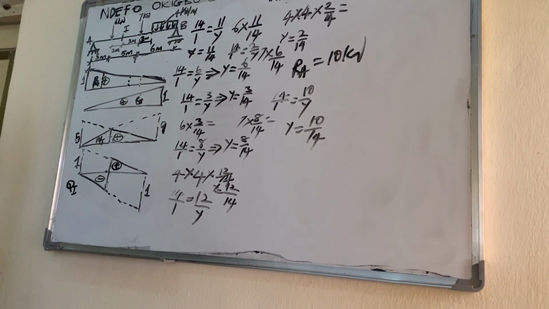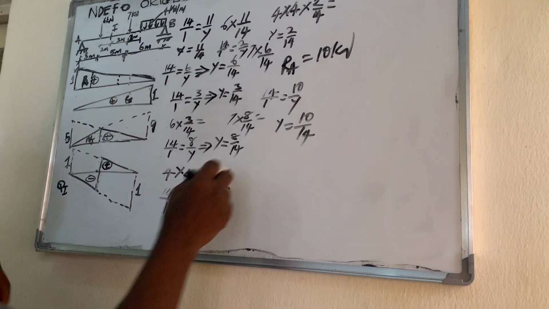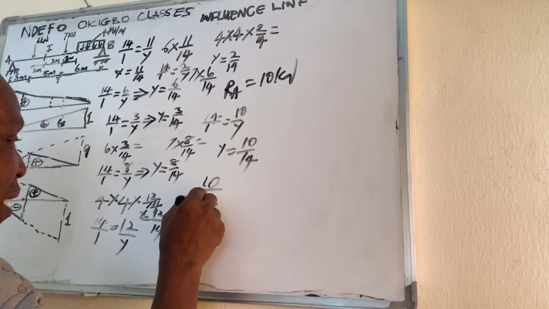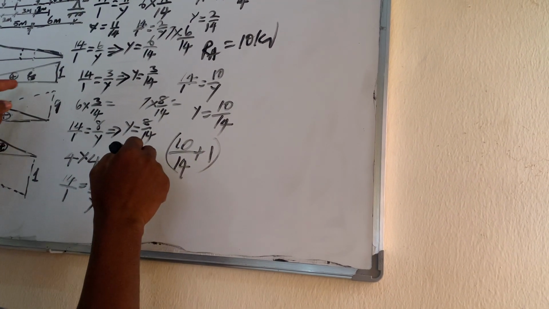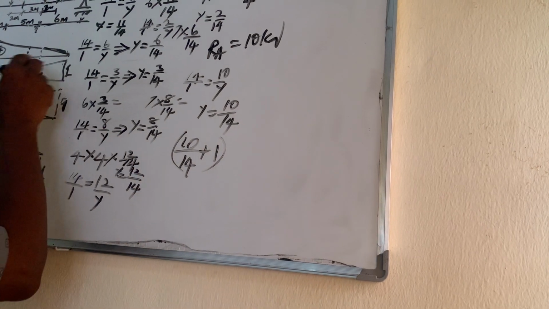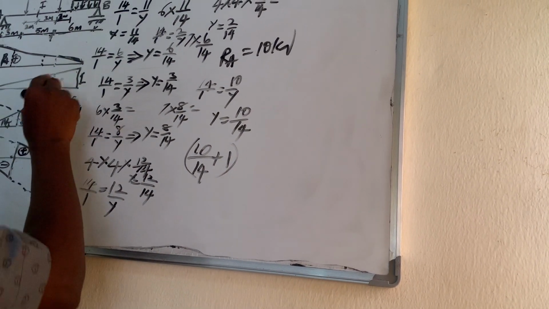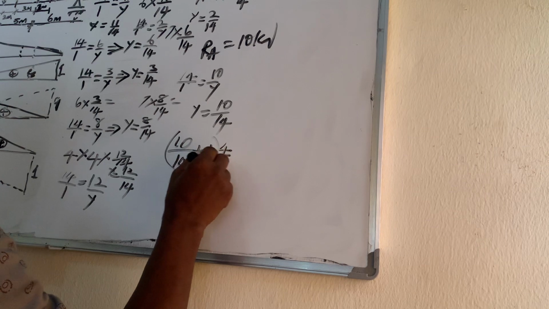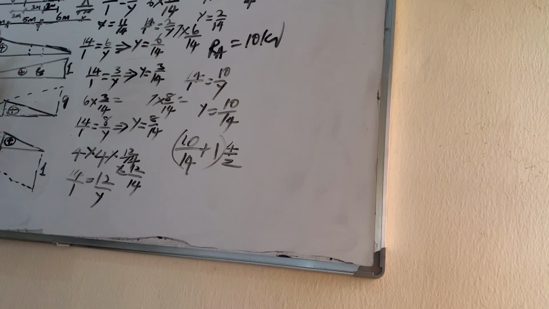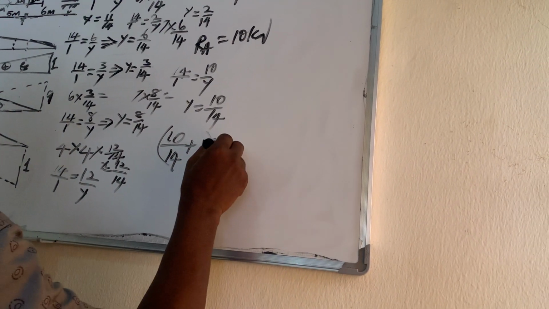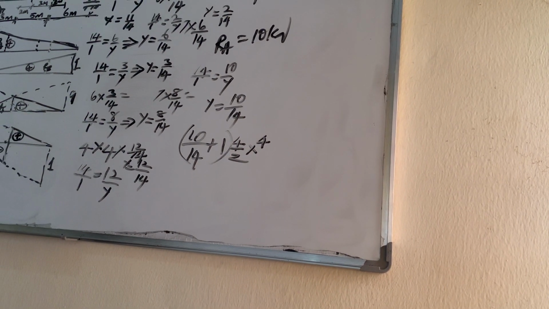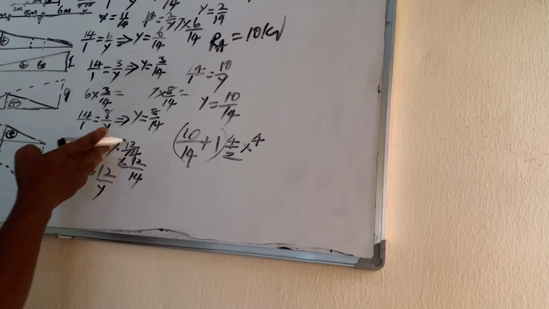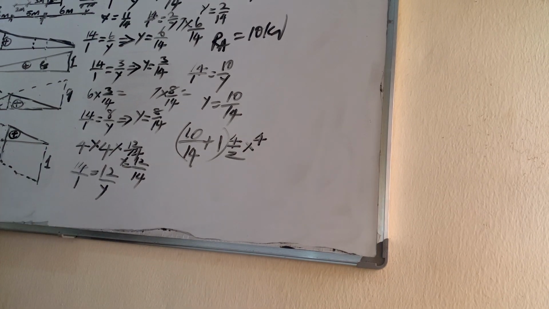The area of a trapezium is, you add this to this, that is 10 over 14 plus 1, that is the total length, times 3 plus 4 over 2... that's the area. Then times 4. Times 4, you get the same answer as what I got here. So it's as simple as that.